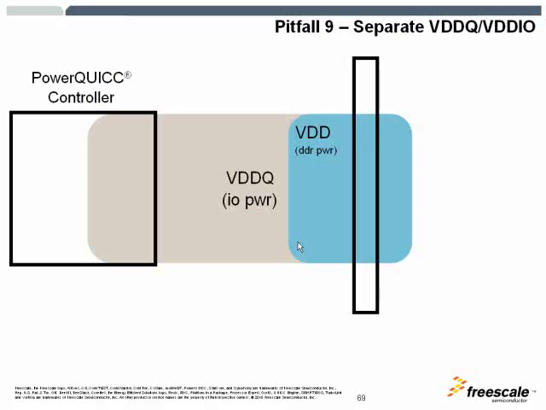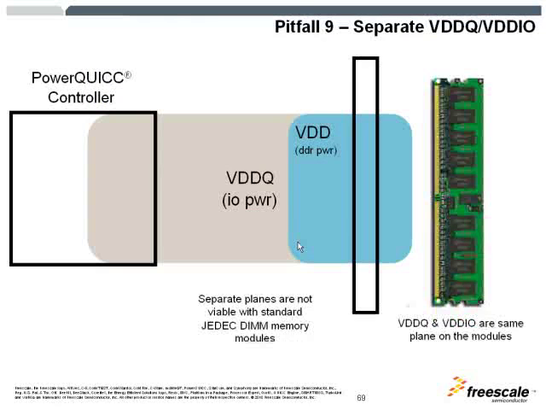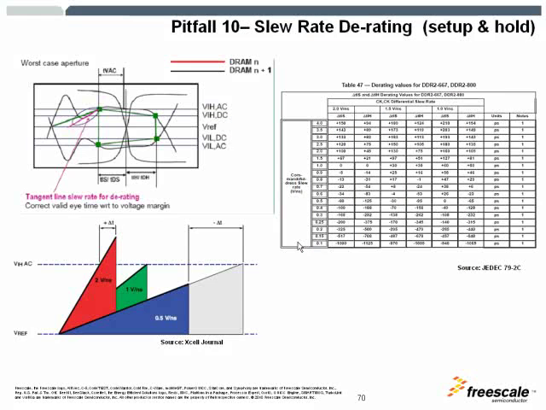Do not separate your power planes. DDR does provide two different power planes. It calls them VDD and VDDQ, but we do not want to separate these two, and we use a single power plane. When you're doing your calculations or timing budget, do include the slew derating for setup and hold depending on the slew rate of the device that you're using.